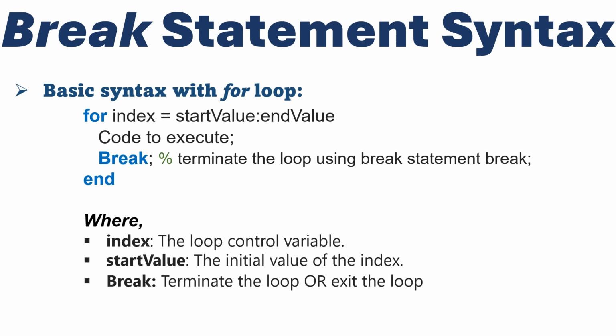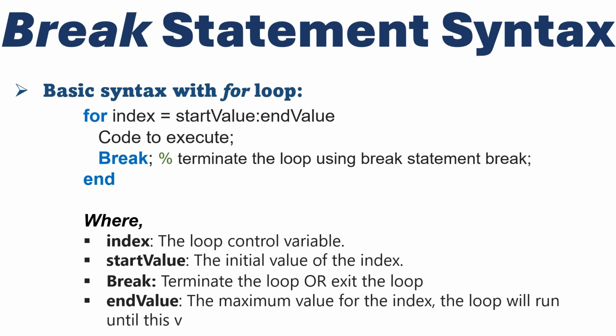In the nested form, wherever we use this break statement, that loop only gets terminated. So if we use the break statement in an inner loop, the inner loop will get terminated. If we use the break statement in the outer loop, the outer loop will get terminated. And the end value is basically the maximum value for the index. The loop will run until this value is reached. And end, shown here in blue, is the keyword marking the end of the for loop. This is how the break statement works in the for loop.